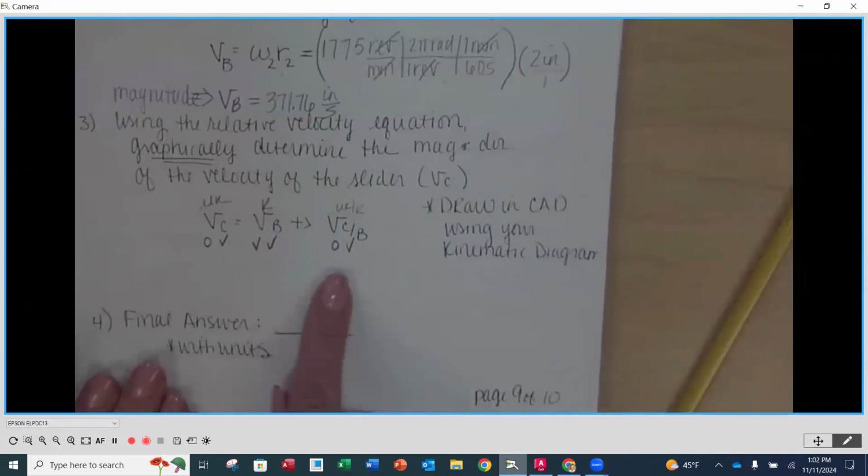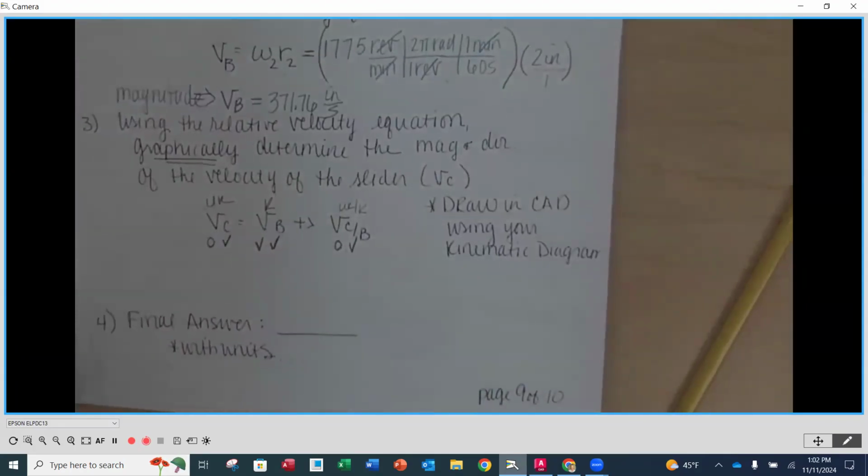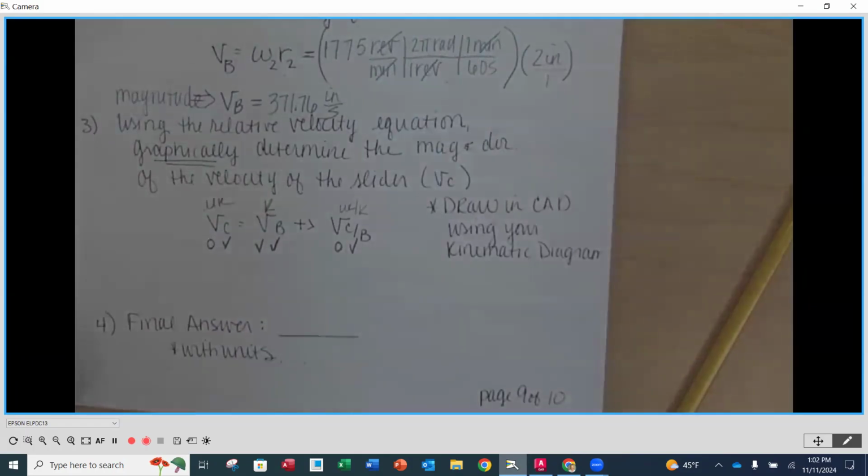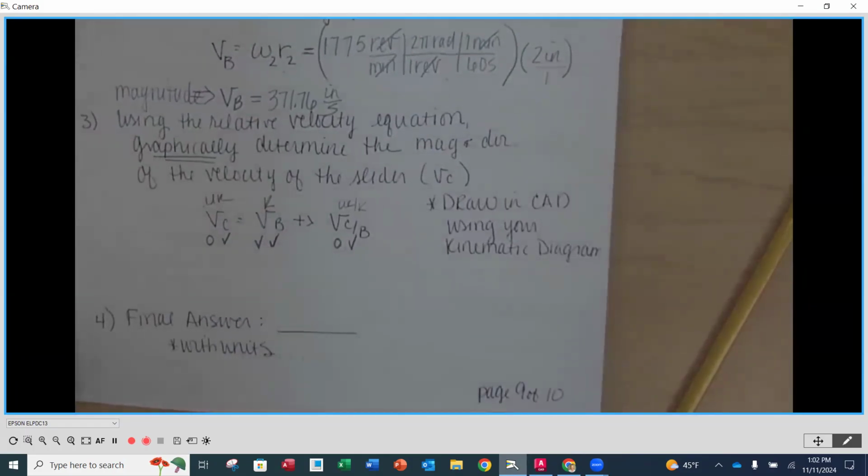So that's why I do this right here. I identify, what do I know? Do I know magnitudes, directions? Do I know both? And once I know where I have the most information, that's where I start my vector equation. I can't start with an unknown, right? Because I don't know the tip of that vector, where that's going to be. I couldn't start here because I know its line of action, but I don't know where it ends.